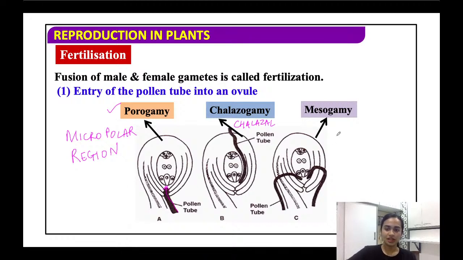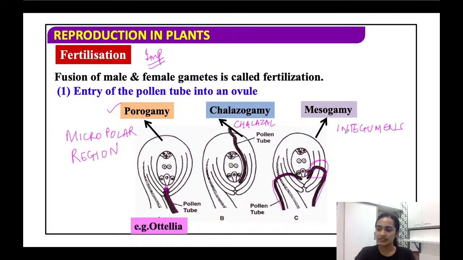Okay, in mesogamy, it will enter through the integuments. All right, this is the fashion how it will enter from the integuments. This structure is the integuments. Okay, so these are the three ways from which the pollen tube will enter. Very important. You need to remember the names and the region where it is entering. I hope this is clear.